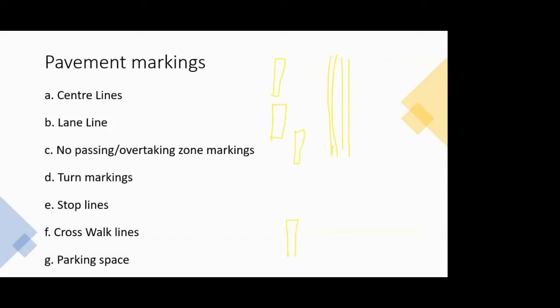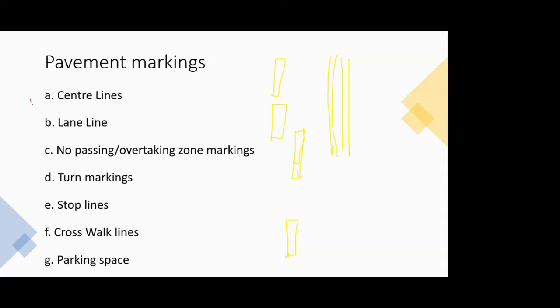So now I'll not go into detail of all this, because the IRC code for the marking itself is over 100 or 200 pages. So it will not be possible to tell everything. So you can just go through it yourself, do a self study, and get to know about the pavement markings.